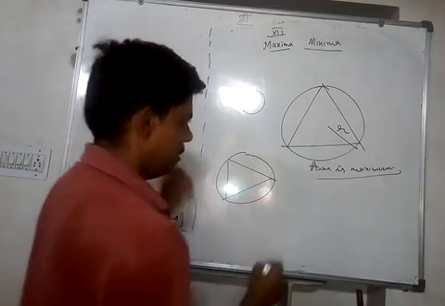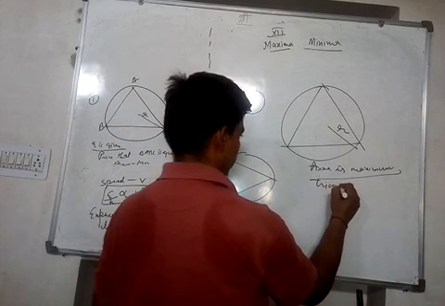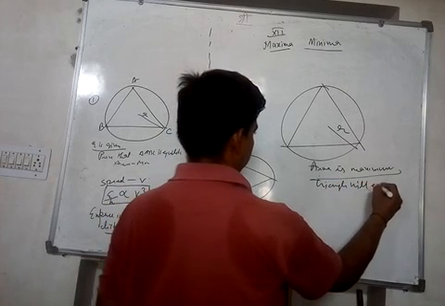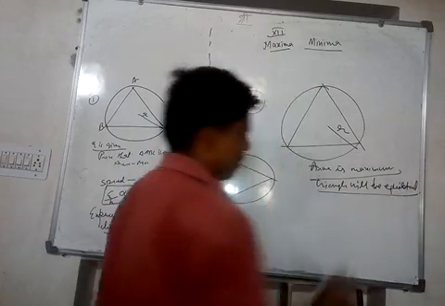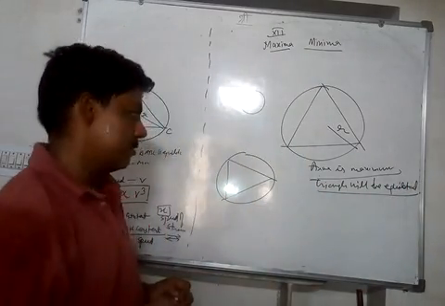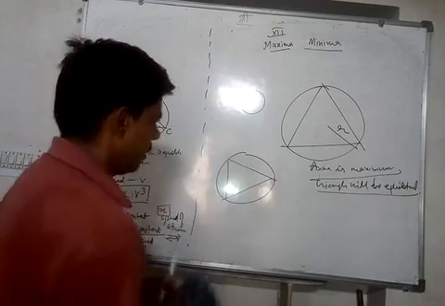then the triangle will be equilateral. Okay. Area is maximum, triangle will be equilateral. This you have to prove. What will we do to prove this?